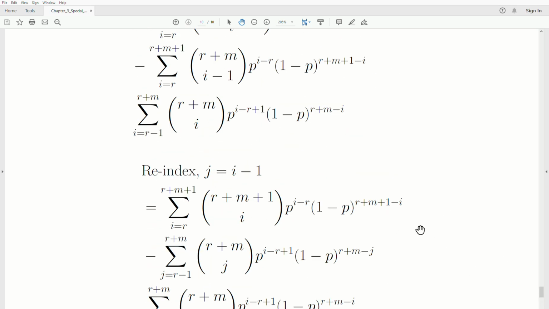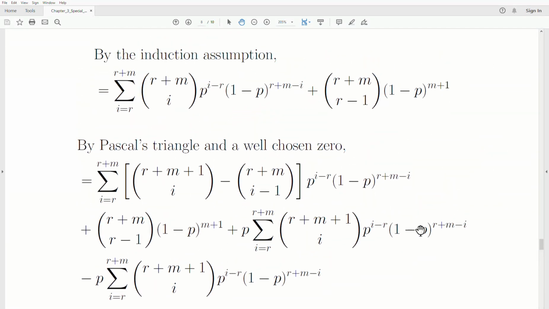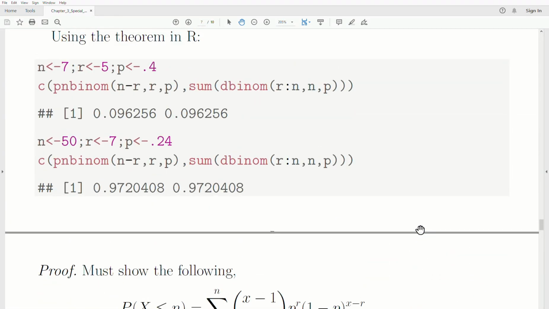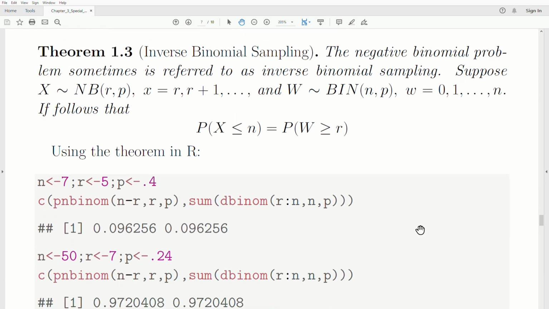And so let's go back to the top. And so thus this theorem is true. And this is often referred to as inverse binomial sampling.